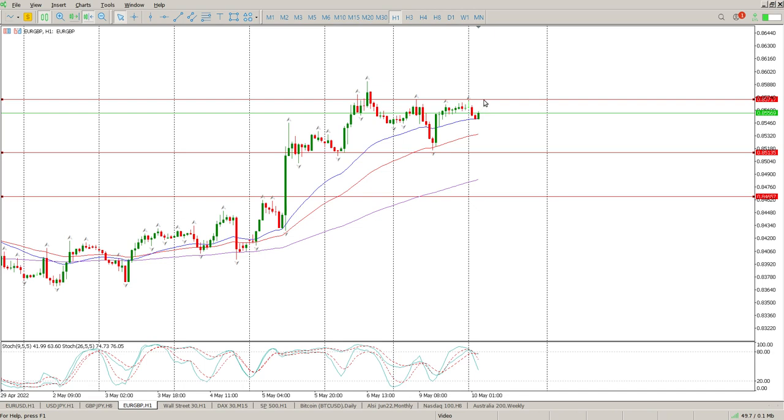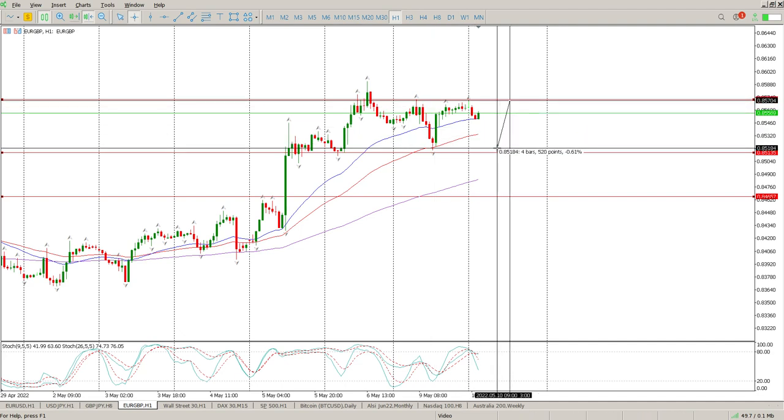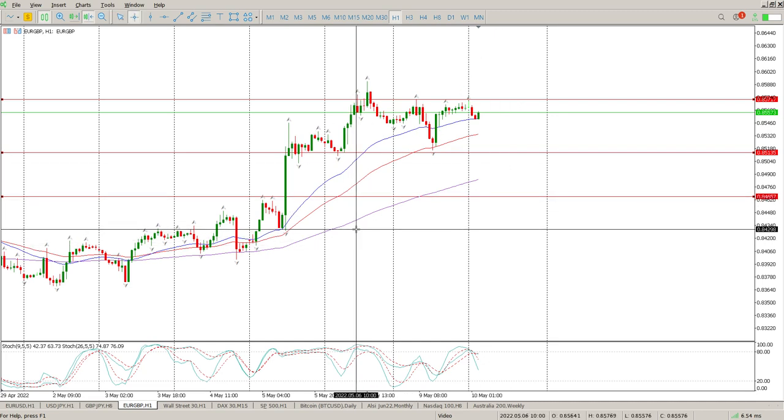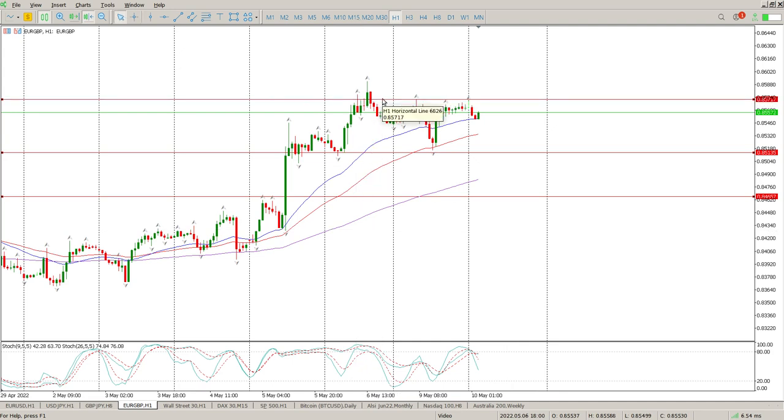The second scenario would be a break and retest of 0.85717. Break, retest that, then I'd look to continue to the upside. And you can basically just take your measured moves as the height of this structure, which is 520 points. That would be the first target, and then the second target would be from here to there, which would be 1,419 points to the upside. So those would be the two upside targets if we break above 0.85717.